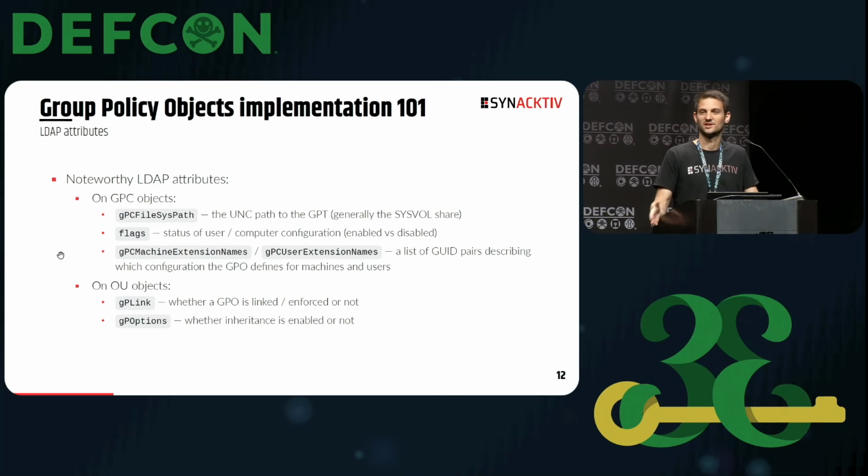We also have specific LDAP attributes on organizational units. For instance, the gPLink will say if the GPO is linked to this organizational unit. It can also be enforced. And you also have options such as inheritance.